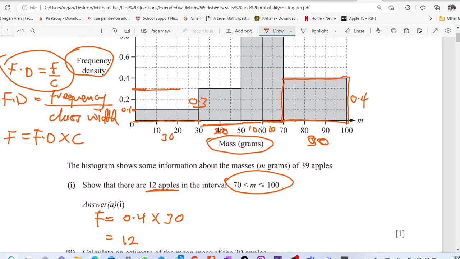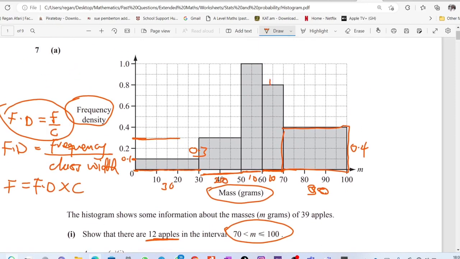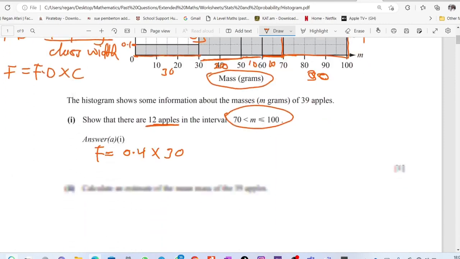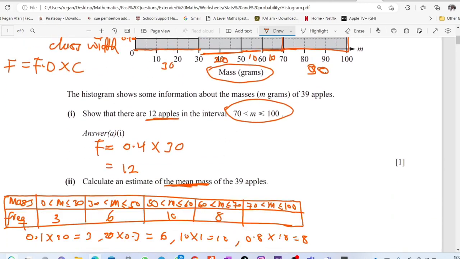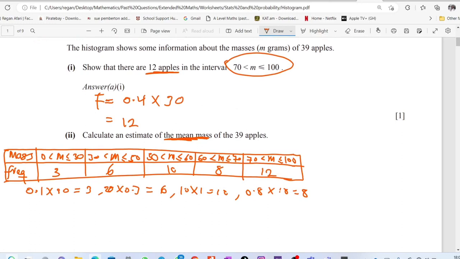Then we have 60 to 70, which has a bar of 10 here. Then the height is 0.8, so 0.8 times 10, giving us 8. Then finally, we did this one, we got 12. Now, if you sum all your frequencies, you get 39. You should check it out. 3 plus 6 plus 10 plus 8 plus 12, yes, 39.